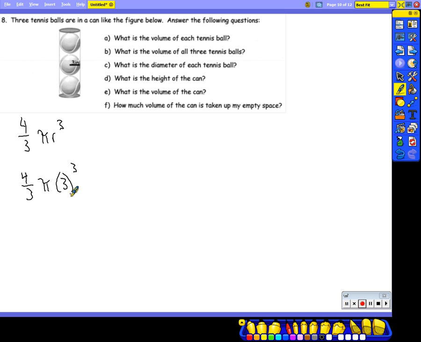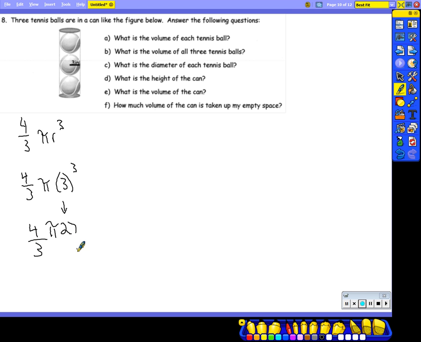What is 3 cubed, Justin? Which is? 27, that's correct. 3 times 3 is 9. 9 times 3 is 27. So this right here equals 27. Pi and then 4 over 3.